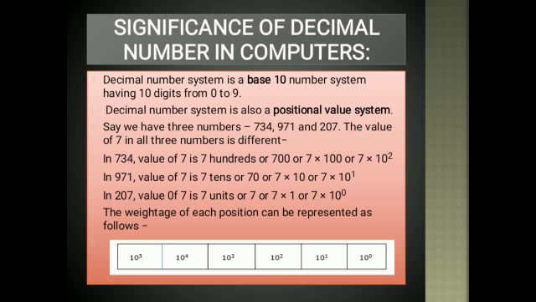Now we will discuss the significance of the decimal number system. The decimal number system is a base 10 number system, and it is also a positional value system, meaning as we discussed earlier, each number has a different position and different weightage. Let's take an example. In the first example, 7 is at the hundreds place. In the second, 7 is at the thousands place. In the third, 7 is at the tens place, and in the fourth, 7 is at the units place. So each position has a different weightage.